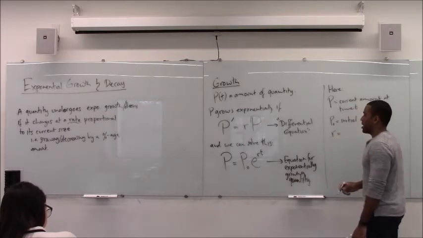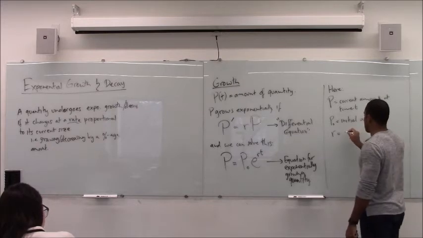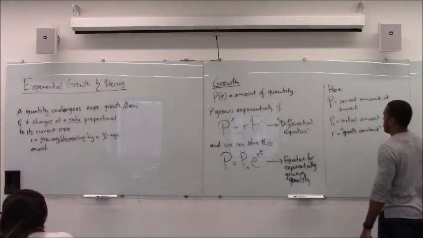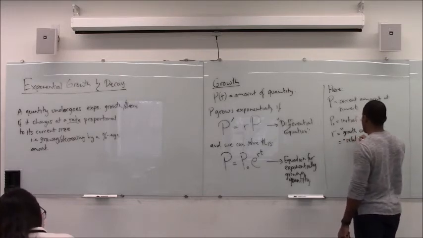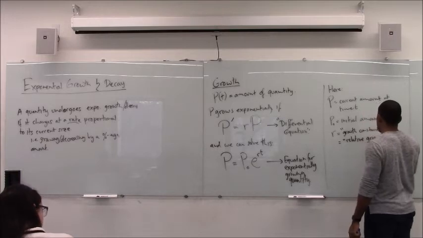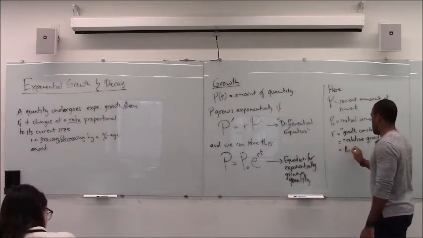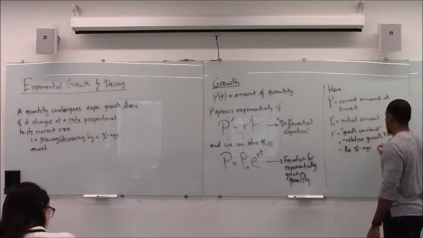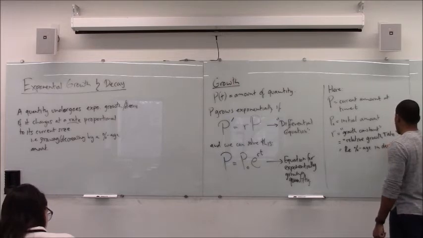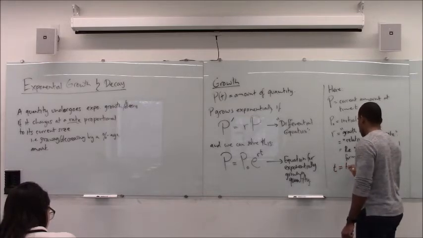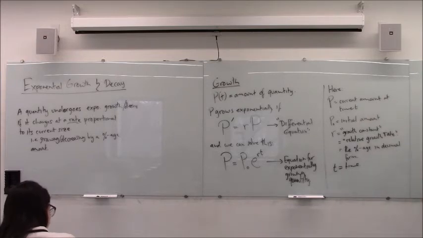Your R is called your growth constant, or it's also called relative growth rate. And it's pretty much the percentage amount, the same percentage I mentioned before in decimal form. You can think of it that way. T is time in whatever unit. Depending on the question, you might have time being measured in different units. Just make sure you're paying attention. You read the problem and you know what units of time you should be using. So those are all those guys.